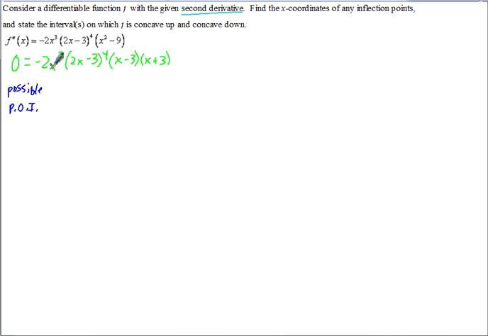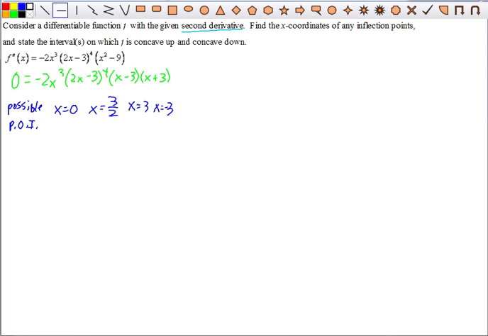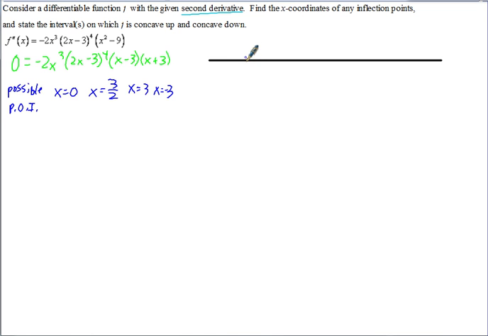So we'll make this first one 0, it'll be x equals 0. We'll make this factor 0. Notice the fourth power doesn't matter in terms of what makes it 0. What's inside being 0, an exponent of 4 is going to make it 0 also. So if you set 2x minus 3 equals 0, you add the 3, divide by 2, so you get x equals 3 halves. Set x minus 3 equals 0, you get x equals 3, and set x plus 3 equals 0, you get x equals negative 3. So those are our 4 possible points of inflection, but again, we won't know if they actually are points of inflection until we do the number line test. So let's put them in order. We've got negative 3, 0, 3 halves, and 3.